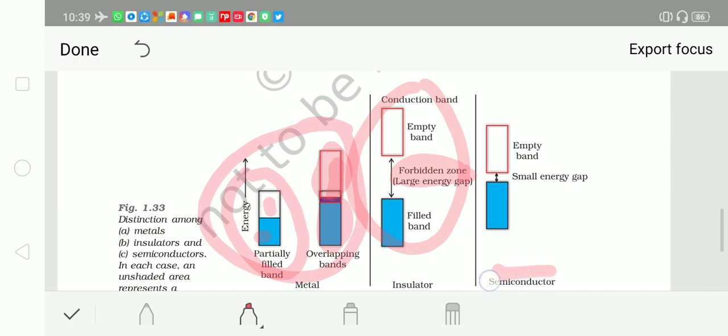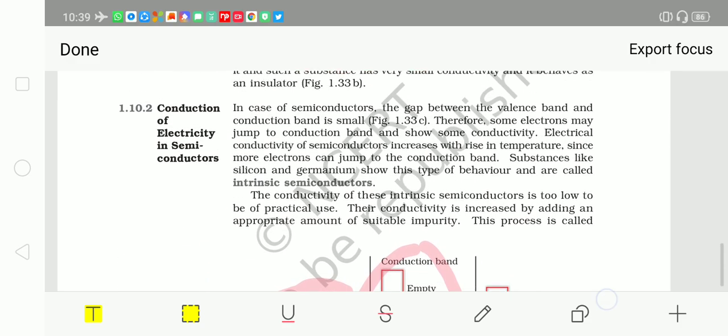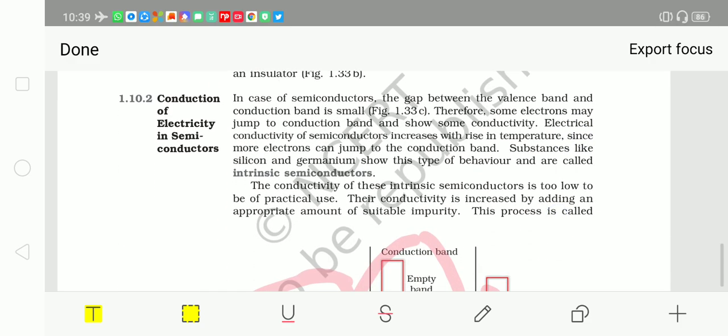And in the case of a semiconductor, there is a gap, but this gap is not very high. The energy difference is not very high. Therefore, electrons easily jump from the valence band to the conduction band, and a semiconductor can conduct electricity easily. Clear? So all this is mentioned in this paragraph.